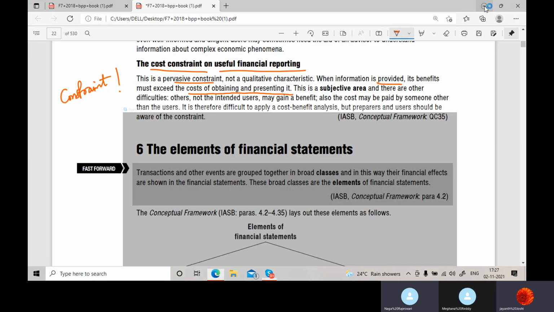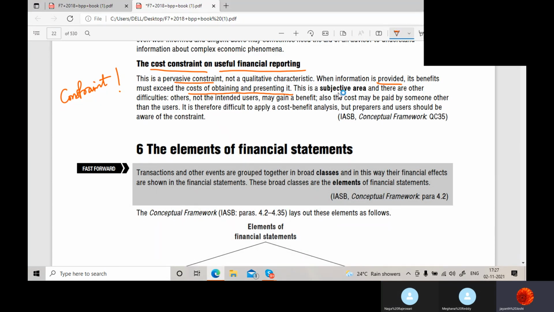Yes, sir. Yeah. See, when information is provided, what is the information here? The financial reports of the company. Its benefits must exceed the cost of obtaining and presenting it. That means there is nothing that comes for free. Everything has a cost. So the cost here is nothing but to prepare the financial statement. The staff has to be paid and everything matters here. Everything matters in the sense the company has to hire accountants, like senior accountants. They would make the statements and everything.